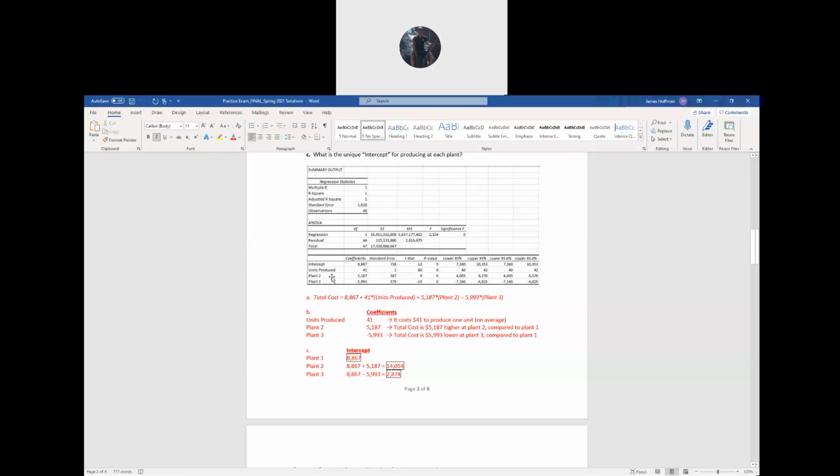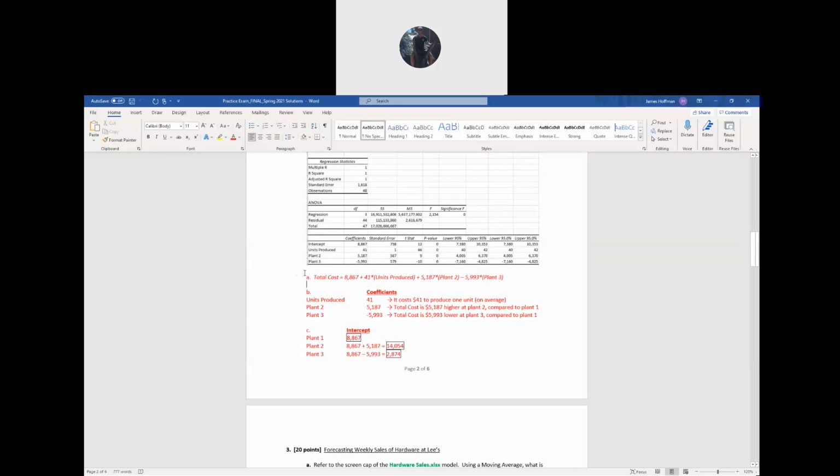Okay, so you can do it the same way as before. Just put in your y variable, total cost. It's a linear equation, so put in your intercept plus the coefficient for units produced times units produced plus the coefficient for plant 2 times plant 2 minus the coefficient for plant 3 times plant 3. And this is only a minus because the coefficient is minus.